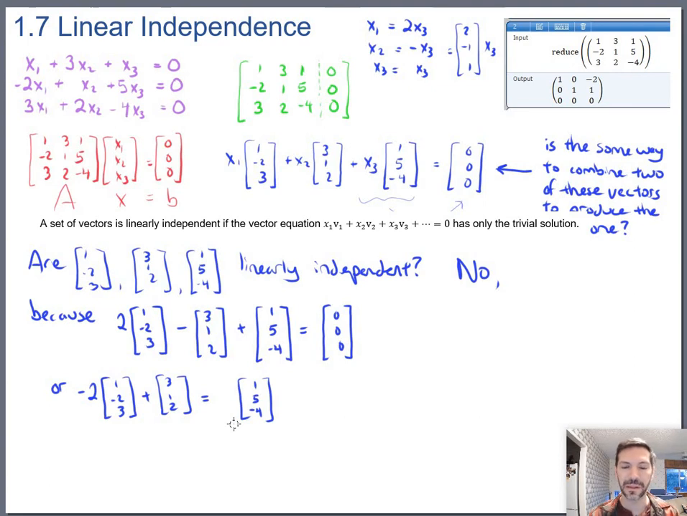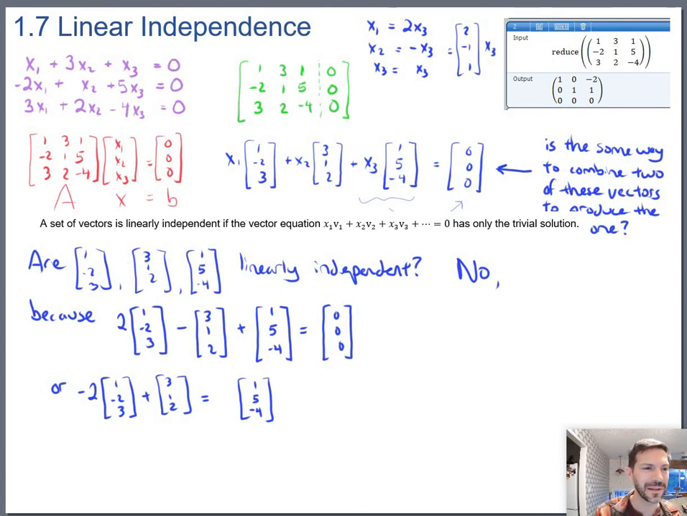So this is the basic idea so far of linear independence, is just to say, can you combine your vectors and produce the zero vector without using all zeros, without using the trivial solution? If that's true, then we don't really need all three of them. What we just figured out right here is that any time we might have needed 1, 5, negative 4, I could have just used negative 2 of the first one and 1 of the second one instead.